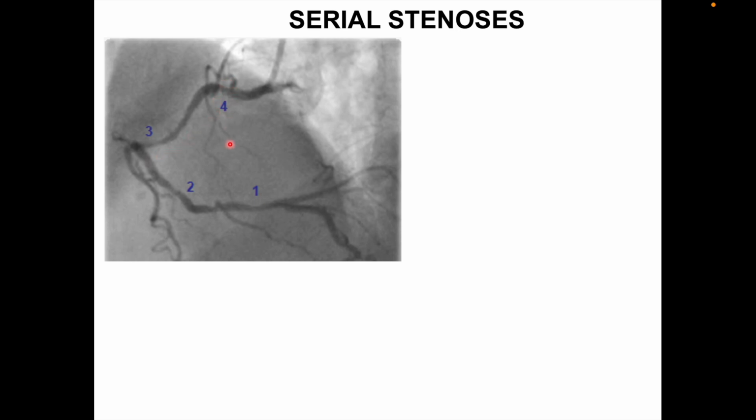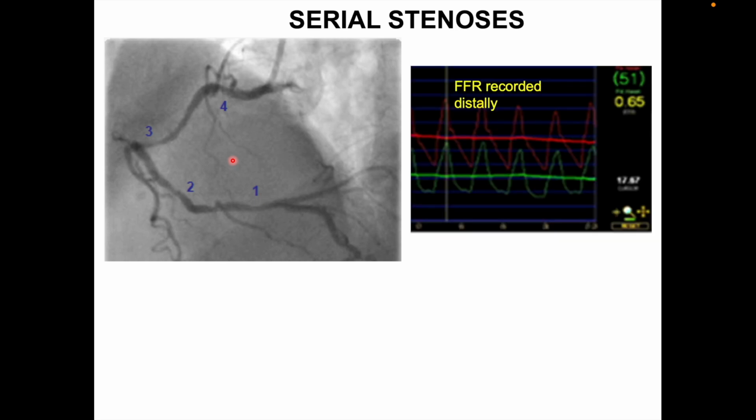So now we want to know, would fixing one disease solve the problem, or do we need to make a metal jacket for this patient? Which disease of these is really the most significant? So this is the FFR recorded distally by keeping the pressure wire in the PDA distal here. So this is 0.65. So FFR is significant.